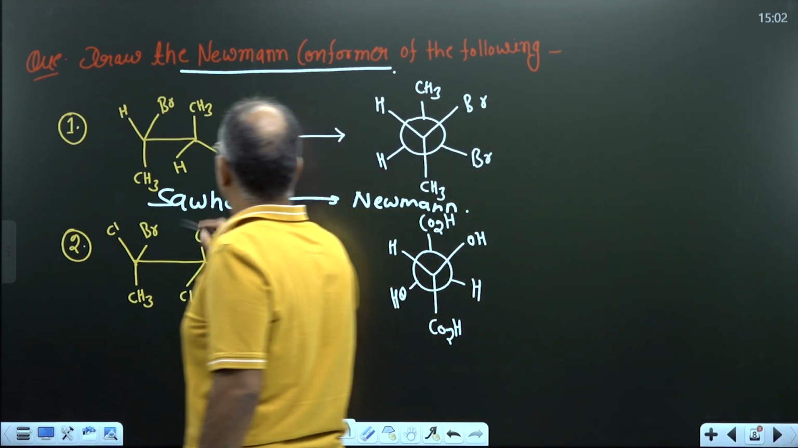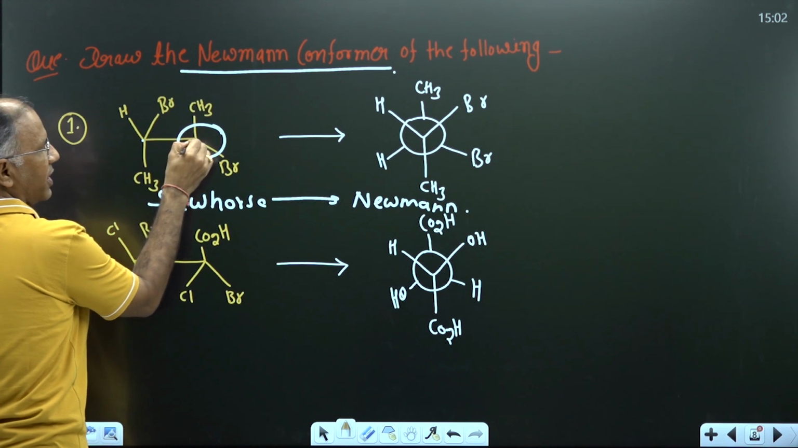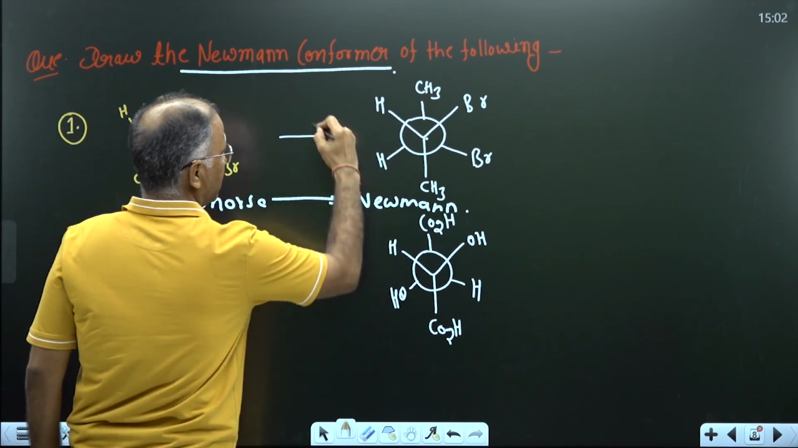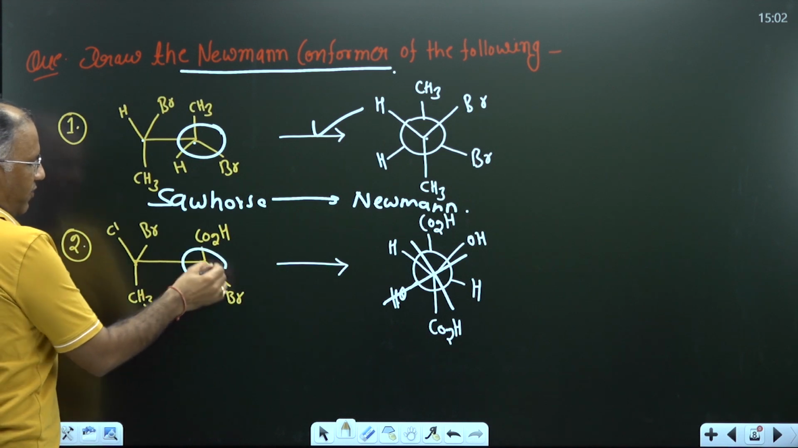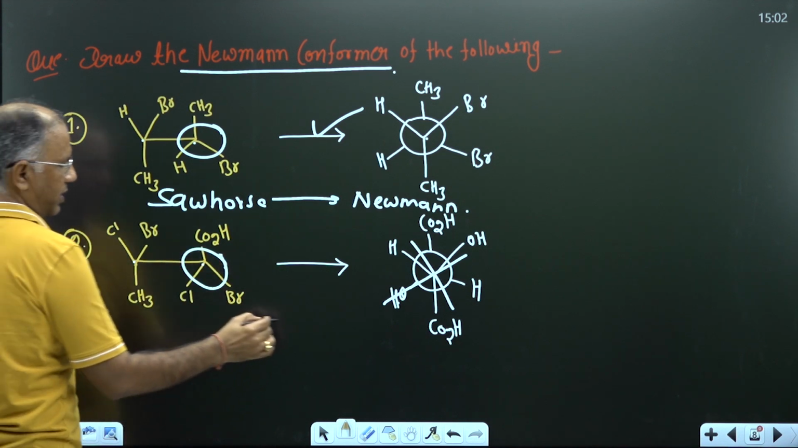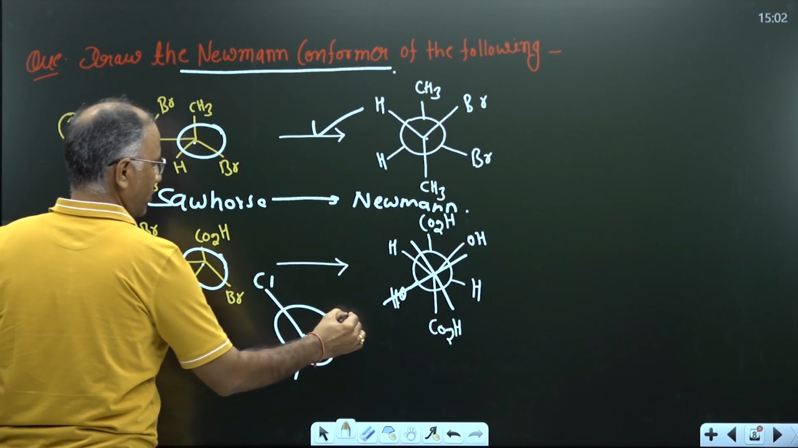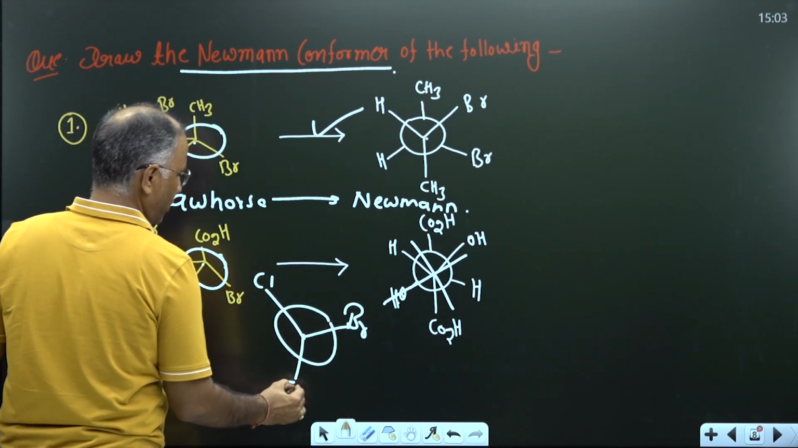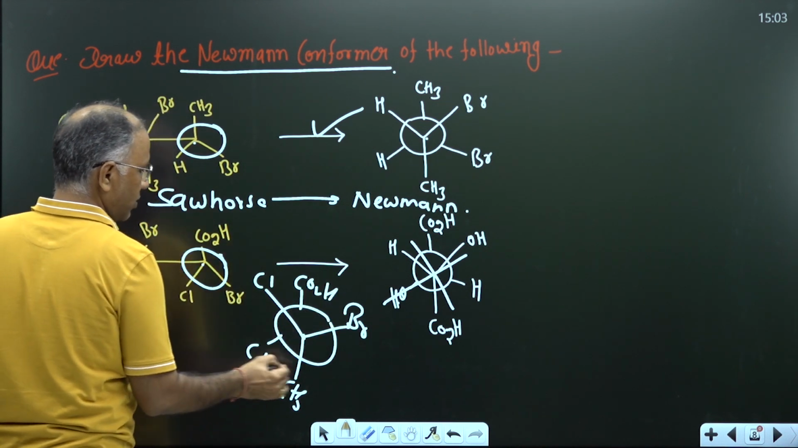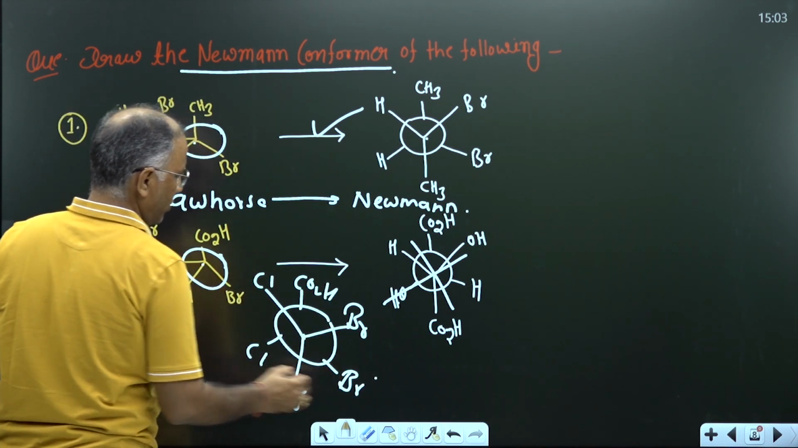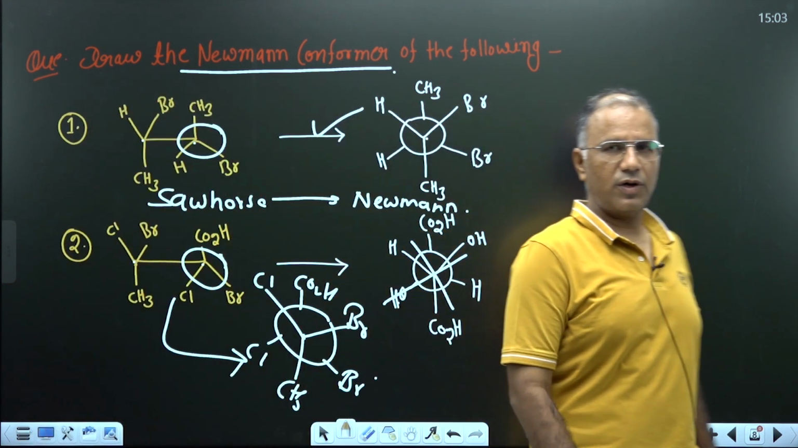This is correct. We have to draw a circle, and we will put this carbon on this circle. You will get this. This is correct. This is wrong because different valencies are there. We will draw a circle and put this carbon on this. So what is the Newman projection? Chloro, bromo, methyl. This is the Newman. Got it?